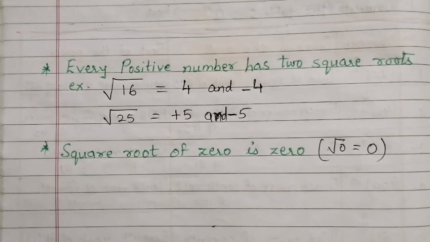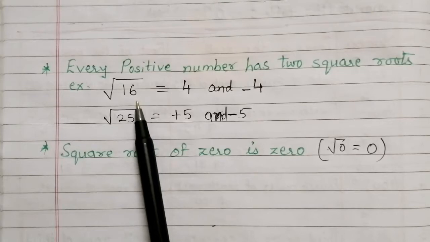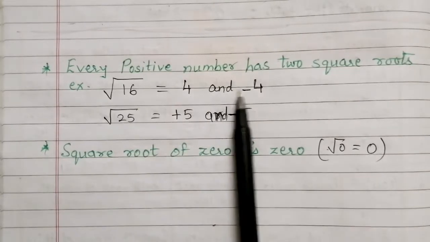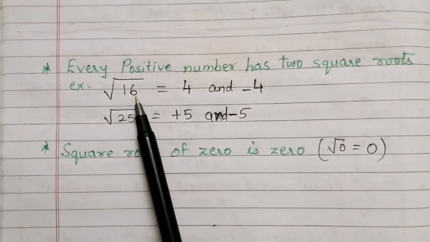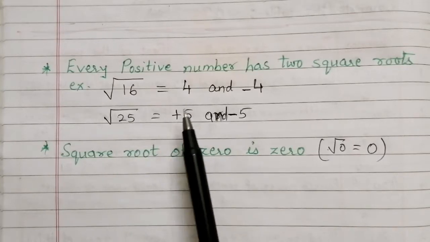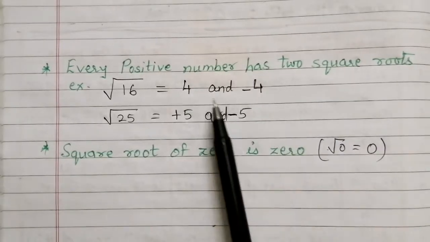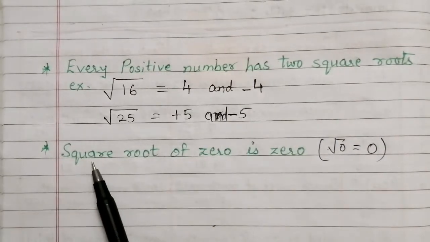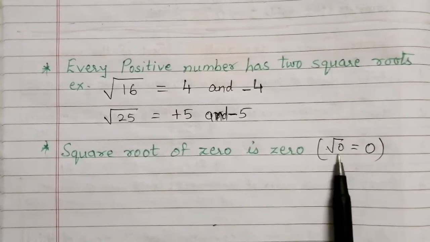Now after doing exercise 3.2, you should remember certain points which are very important. Every positive number has 2 square roots. Example, square root of 16 is 4 as well as negative 4, because 16 is a positive number. Square root of positive 25 is positive 5 as well as negative 5. So every positive number has 2 square roots, positive as well as negative. Second point which you have to remember is square root of 0 is always 0.